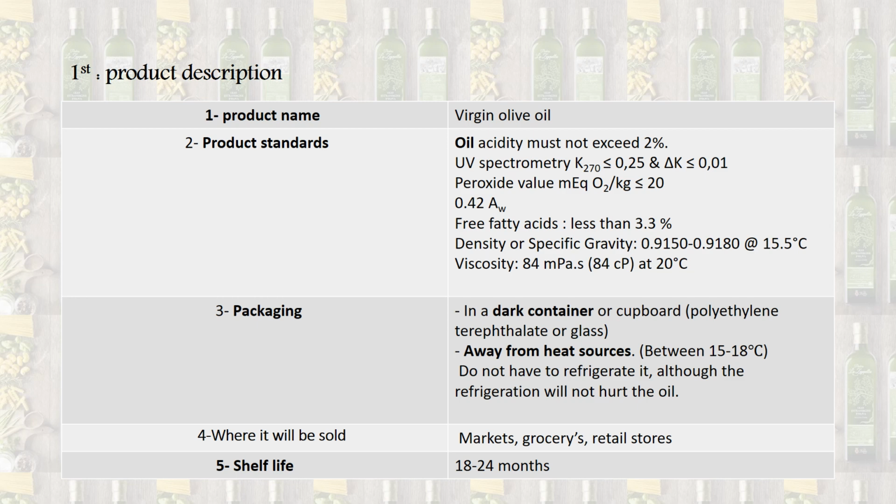3. Packaging. It's packed in dark containers, glass or polyethylene terephthalate. It is kept away from heat sources, between 15 and 18 degrees Celsius. You don't have to refrigerate it, although refrigeration will not hurt the oil. 4. Where it will be sold. You can find it at markets, groceries, and retail stores. 5. The shelf life. It extends from 18 to 24 months.